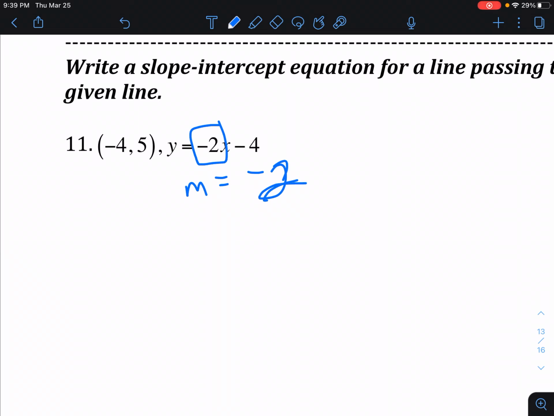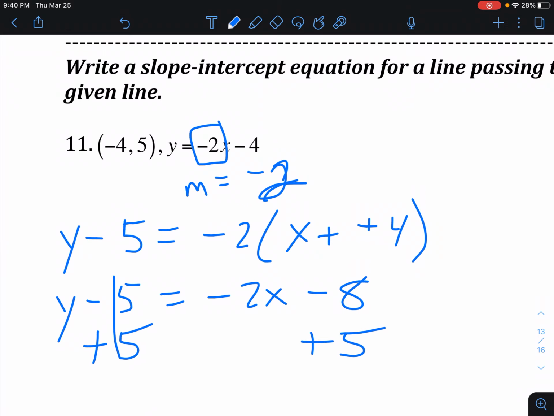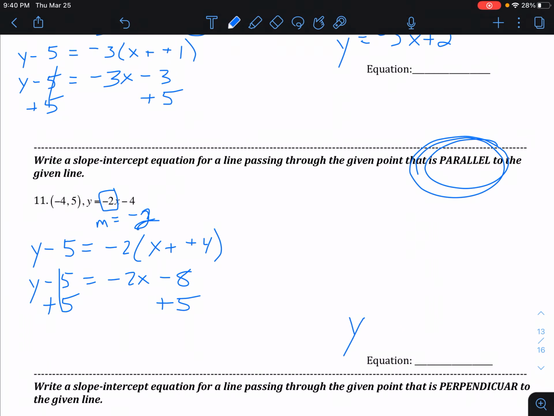And I am going to use the point slope formula again. So y minus y1 equals m, parentheses x minus x1. Double negatives change to a plus. Let's distribute the -2. So that'll be -2x minus 8. And then, of course, get y by itself. So we would add 5 to the -8 to get y by itself. So y equals -2x minus 3.